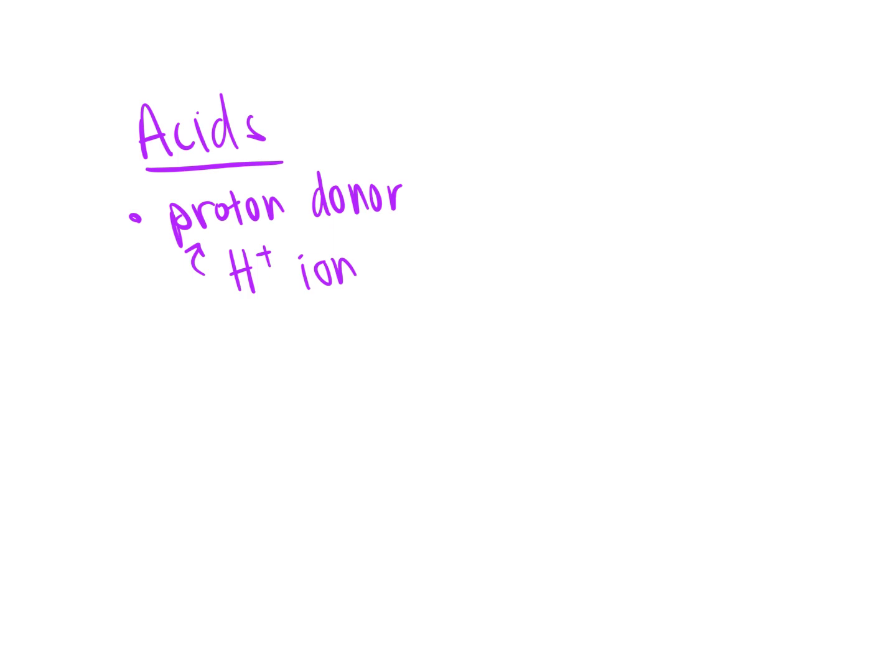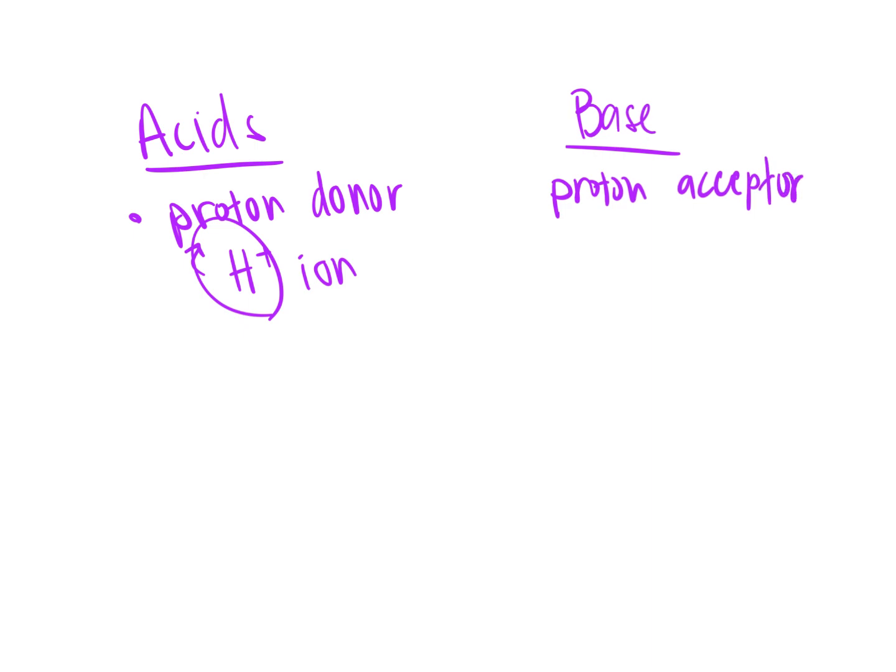So that means acids always have hydrogen in them, right? They have to have hydrogen because they have to be able to donate it to something else. A base, on the other hand, is a proton acceptor. Okay, so that means it takes that H from the acid and uses it in its own compound. Okay, typically once it does that, it makes water.